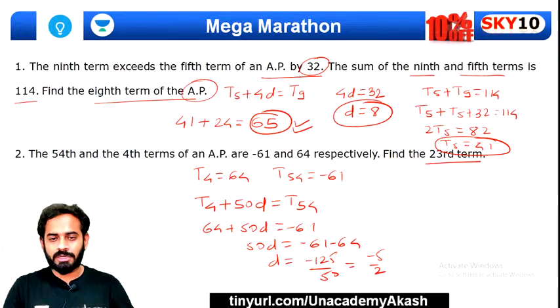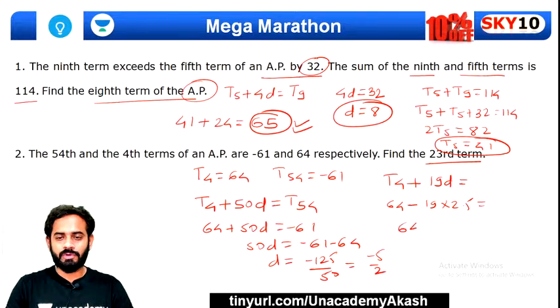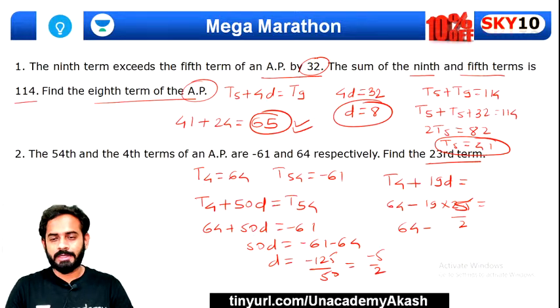Find the 23rd term. From T4, how many times will we have to add the common difference to get the 23rd term? 19 times D. And T4 is 64 minus 19 multiplied by 5 by 2, that is 2.5. So what will you get? 64 minus, 19 5s are 95 by 2. You'll get 48.5.